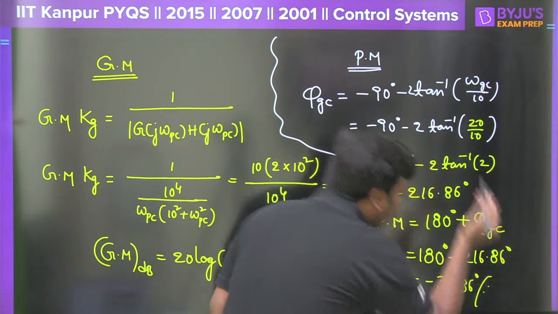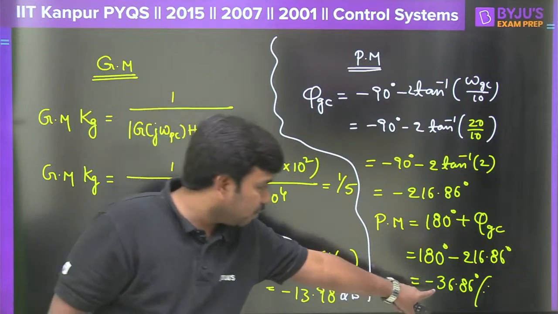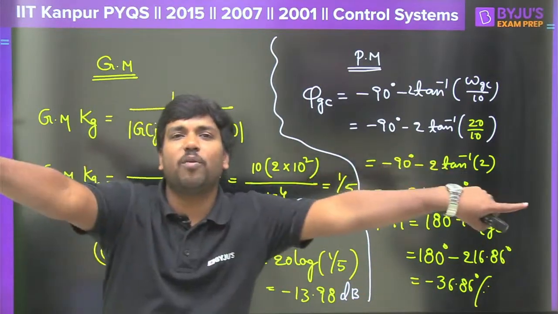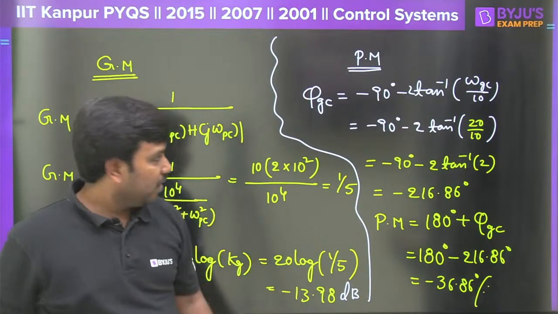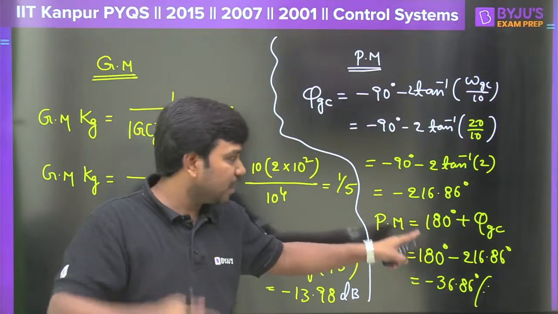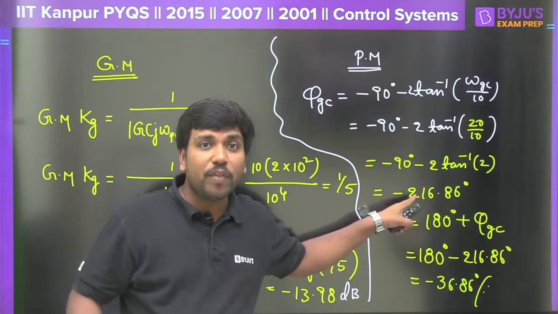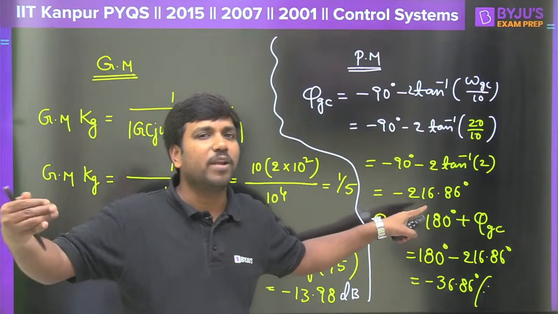Clear? So the phase margin is also negative here. Correct? Phase margin is also negative, that is minus 36.86 degree. That means you already crossed the border of minus 180 degrees. So what you need to do? You should actually come back. That means you need to use the lead compensator. Lead compensator must be used to add the positive phase to this number, so that the net phase will be less than minus 180 degrees, like minus 160, minus 140, like that.